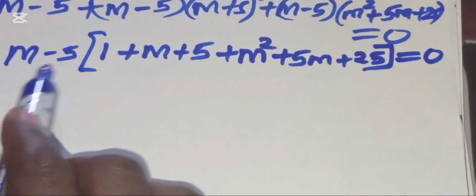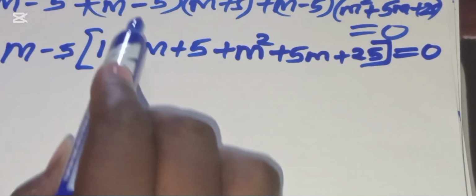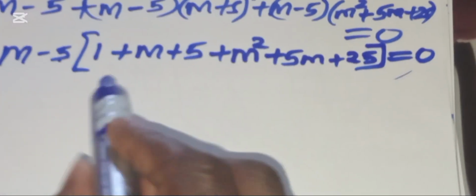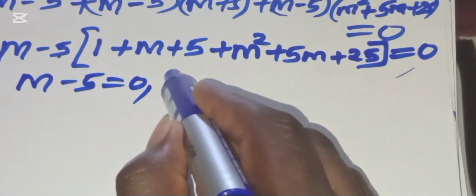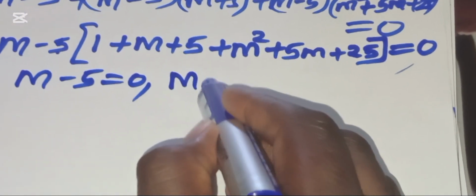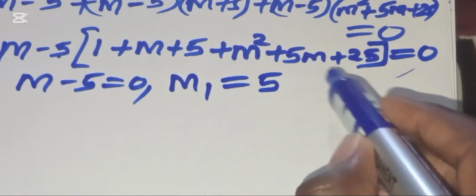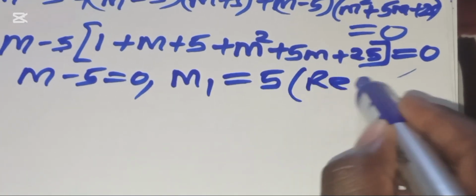Now we have two parts here: m minus 5 and whatever is in the parentheses. So m minus 5 is equal to 0, and that means I can call this m1 equal to 5, which is a real root.